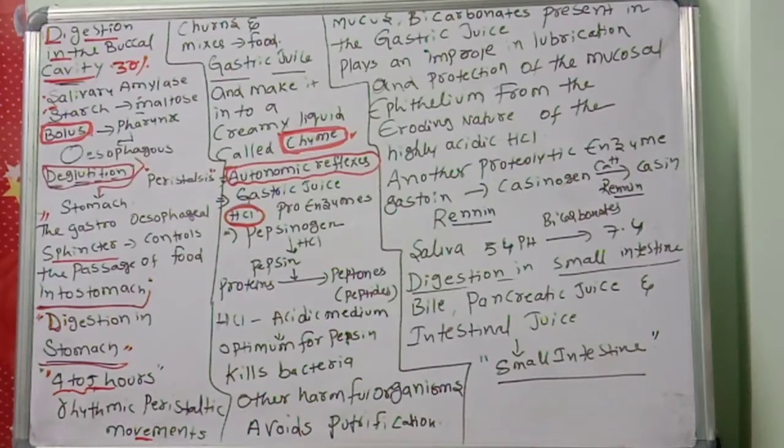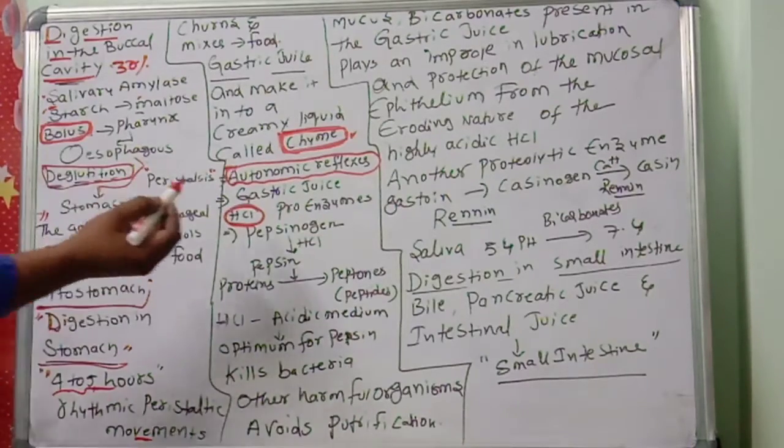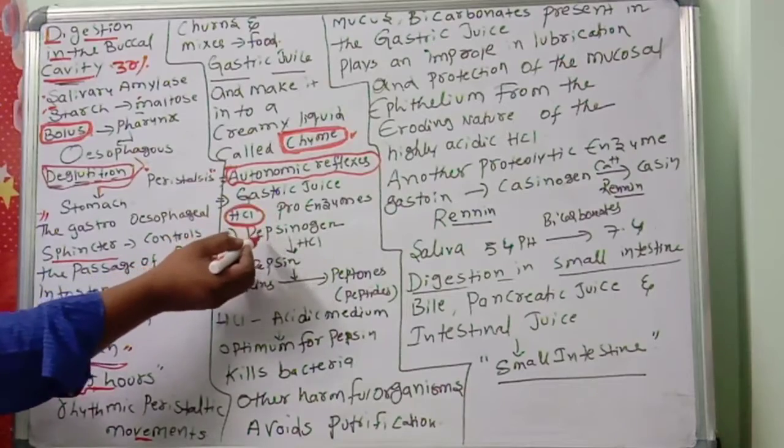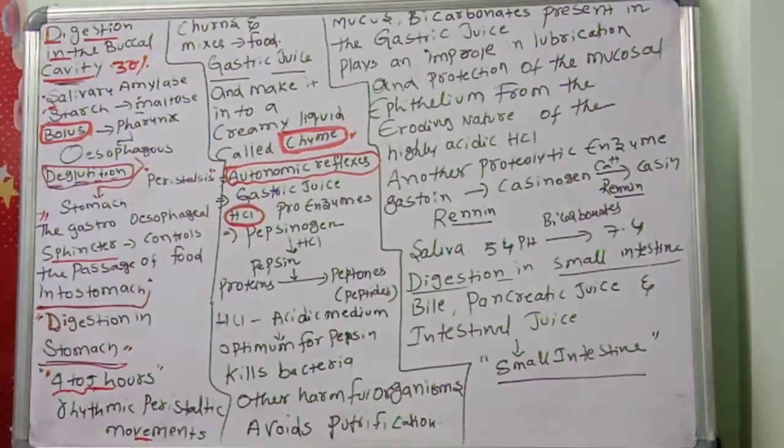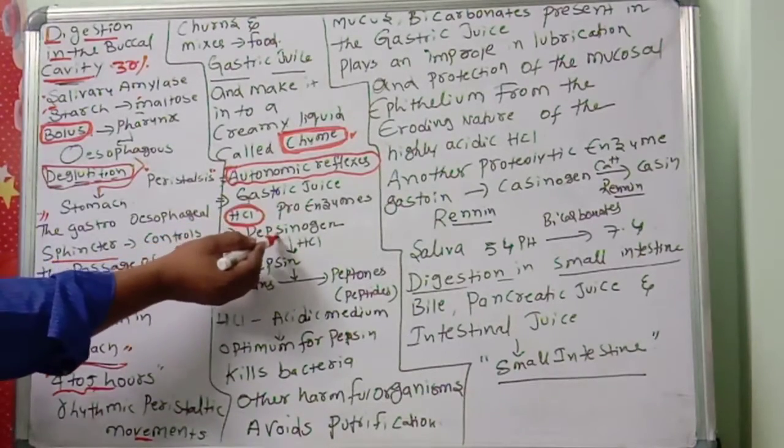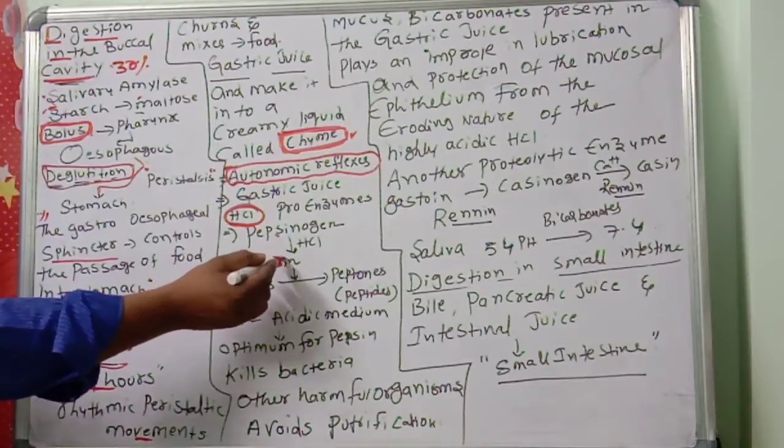Pro-enzymes are converted into active enzymes. So HCl plays a very vital role in the activation of digestion. For example, pro-enzymes are inactive. Pepsinogen is activated by HCl. The pro-enzyme, the inactive form, is converted into the active form, pepsin.